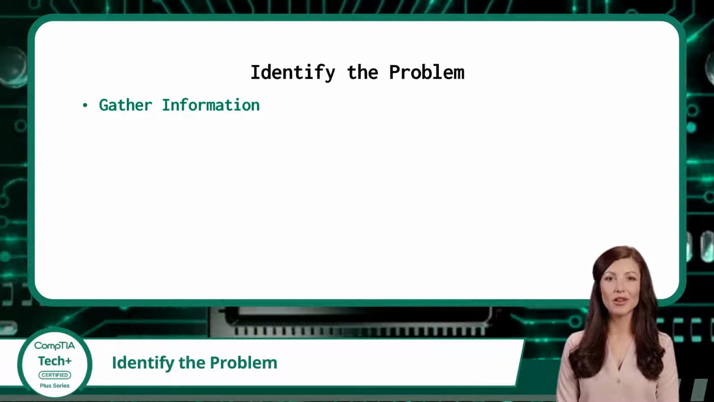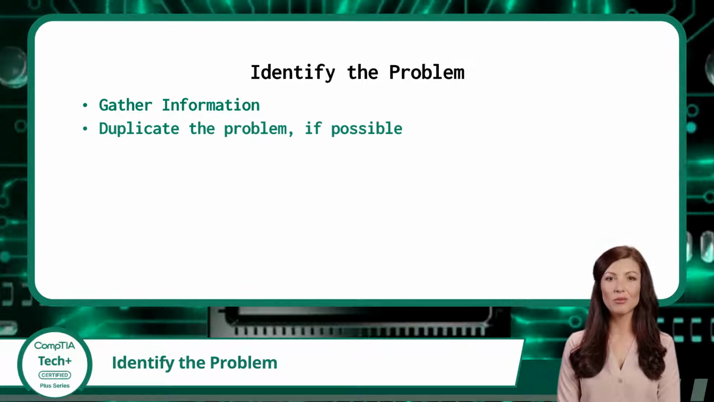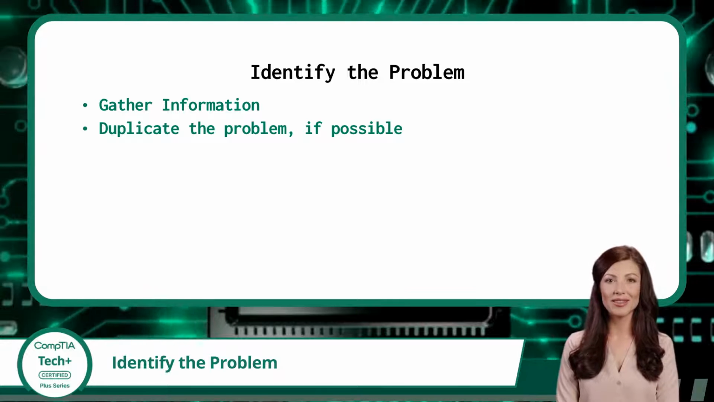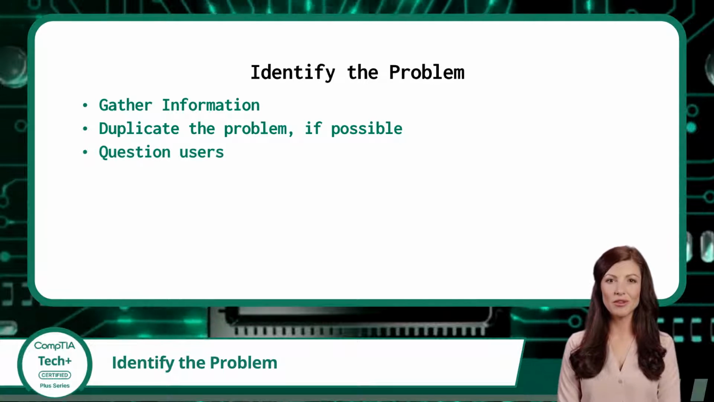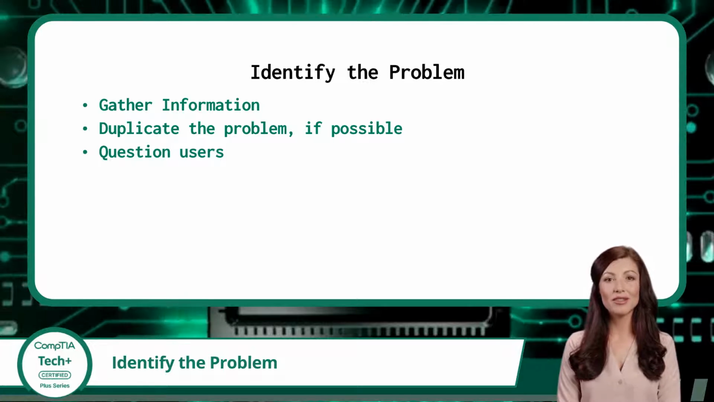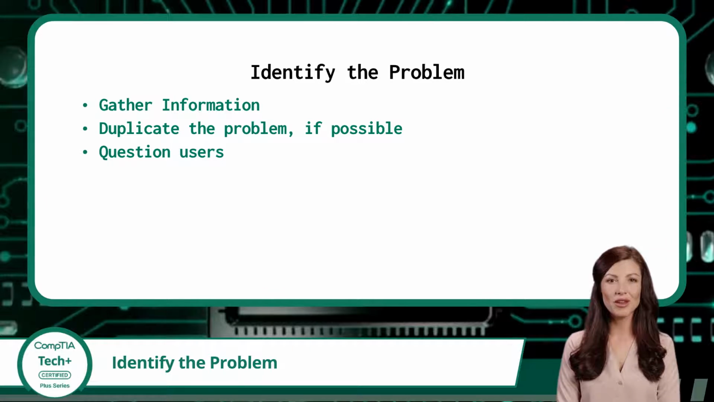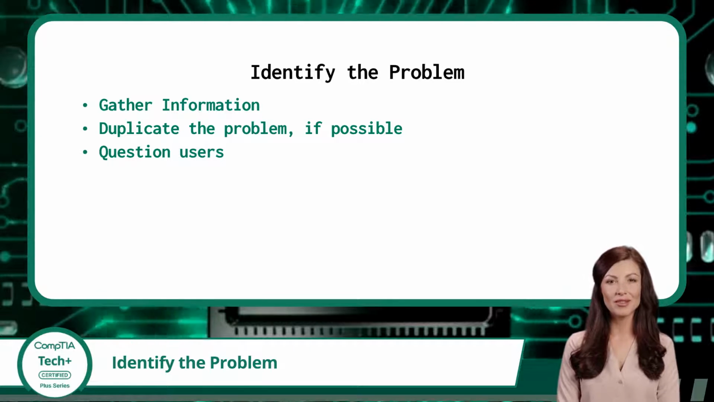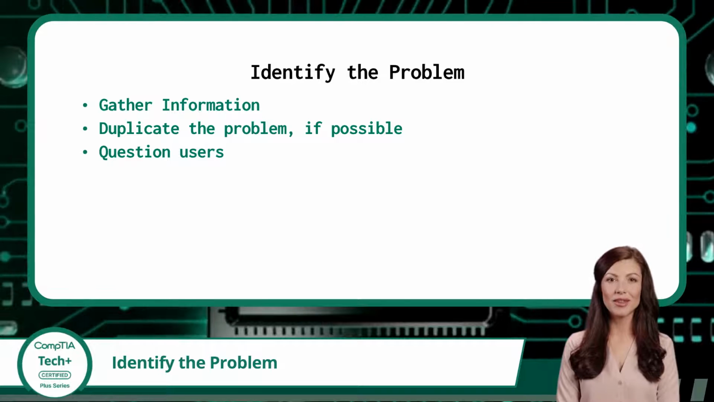Information can be gathered in many ways. You can try duplicating the problem. Observing the issue as it occurs can give great insight. You can question the users. If a user is experiencing the problem, they will have first-hand knowledge of the issue. Also, don't discount that the issue could be user error. Computing systems and their programs, at times, can be complex, so misuse is always a possibility.